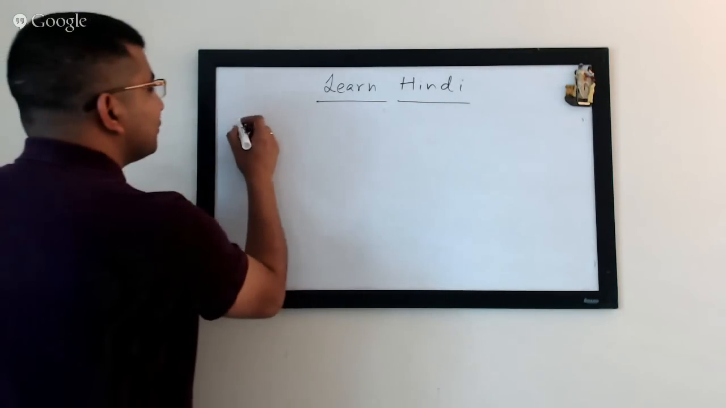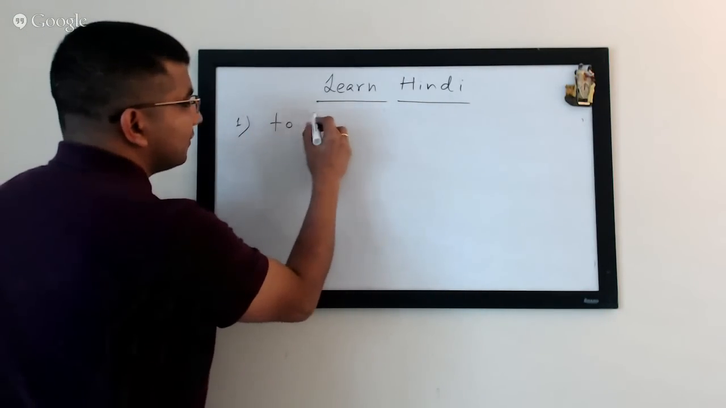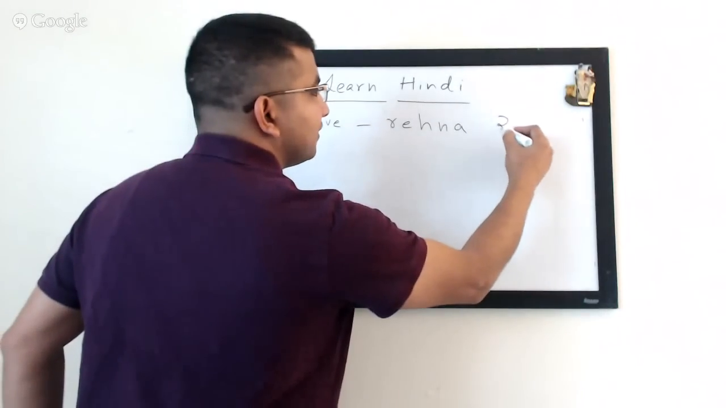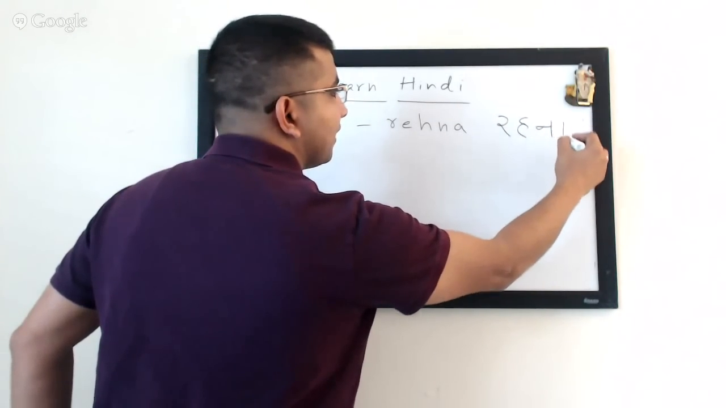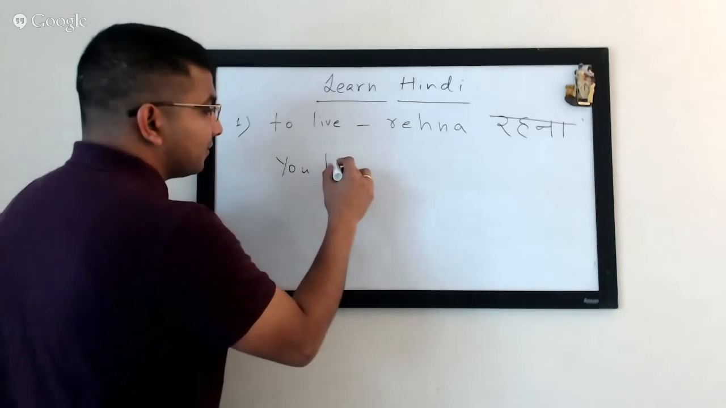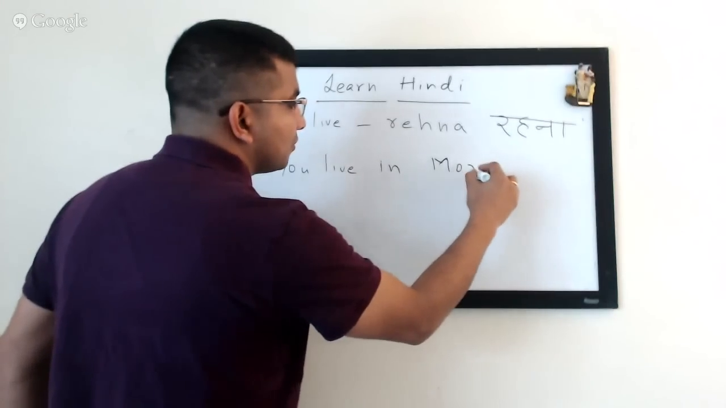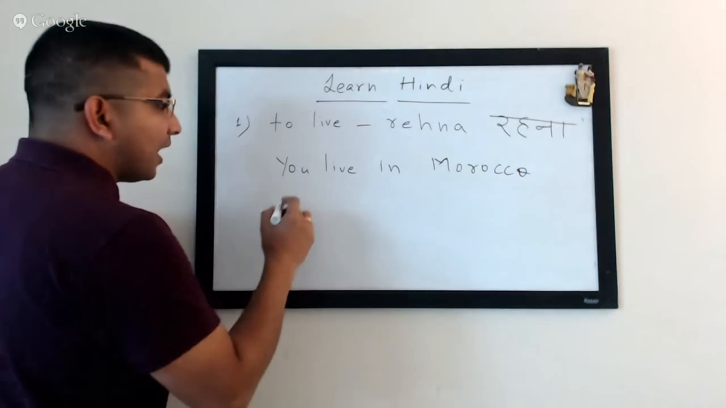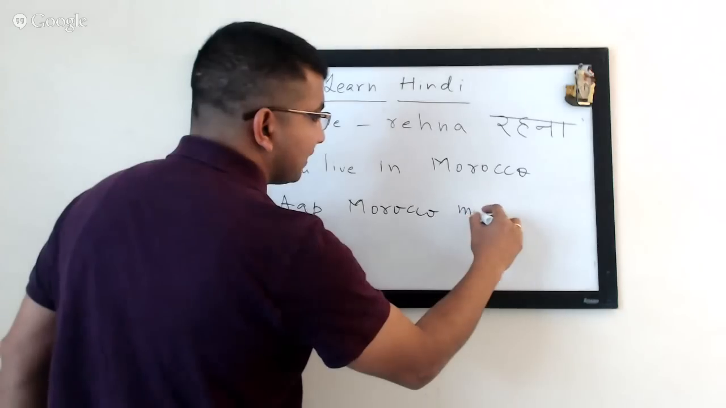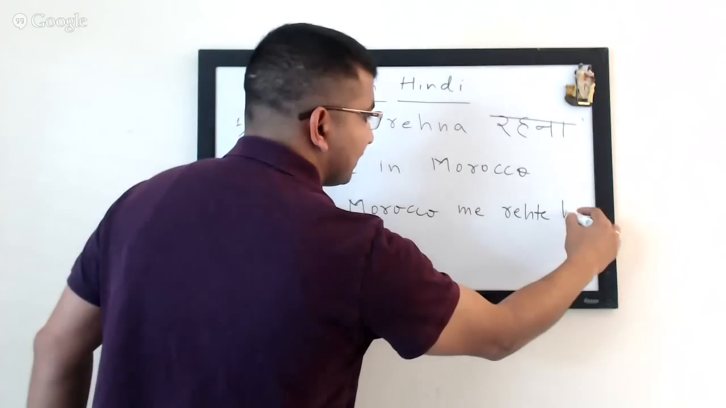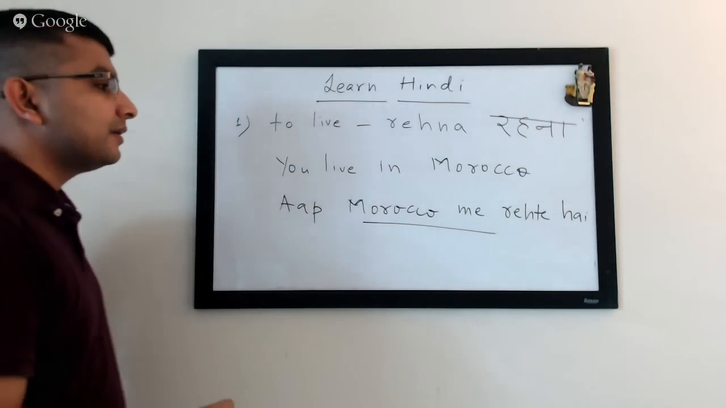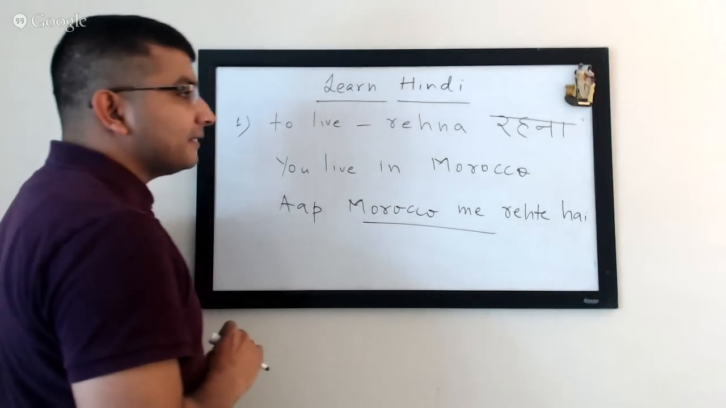The first thing you will do is, let's take a word. When it comes to live, it means rehna, and you have ra, ha, na with a, rehna. A simple sentence would be you live in Morocco. And my apology if this is off. So आप मोरक्को में रहते हैं, right? In Morocco or in Delhi, in Japan, in Peru. आप मोरक्को में रहते हैं.